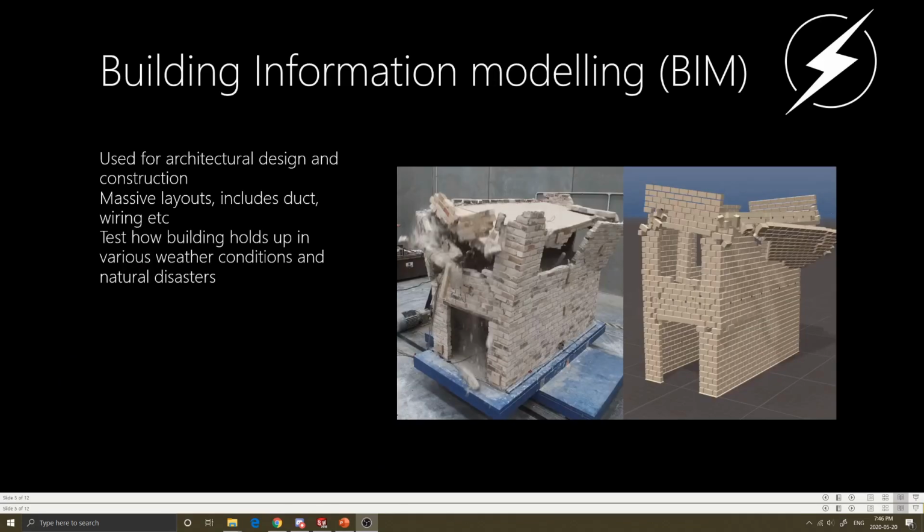More architecturally based programs are typically called building information modeling software. They focus more on things like massive layouts for wiring, air ducts and plumbing, as well as testing the design in catastrophic and weather conditions, such as natural disasters or just extreme hot days or really cold days, to see what would happen to your building.